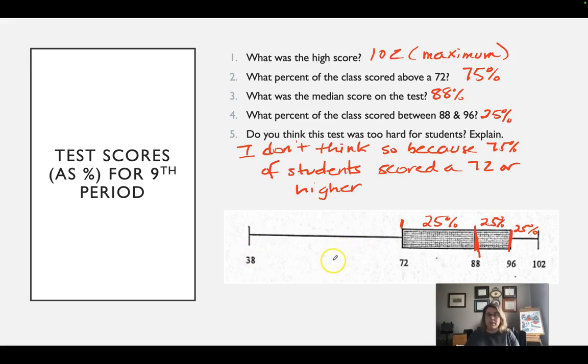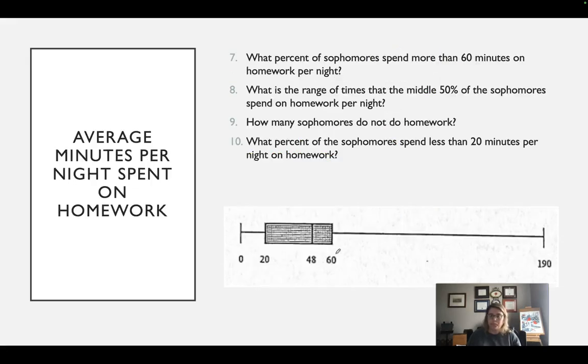Now it depends too on the size of the class. If this is only a class of 12 people, that means 9 people scored better than a 72. But if this is a class of, say, 28 people, that means 21 did better than a 72. Okay, so that's pretty good.